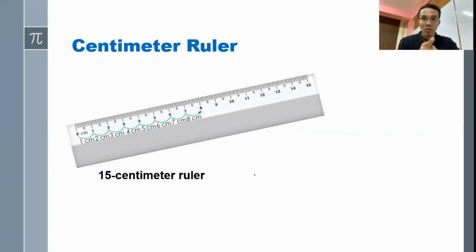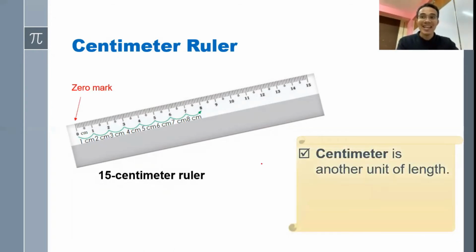And grade 2, when measuring the length of an object using a ruler, make sure to find the 0 mark, because the 0 mark is where you are going to start measuring the length of any object. What do you mean by centimeter? Centimeter is another unit of length.